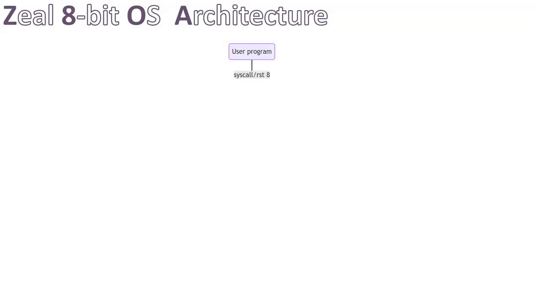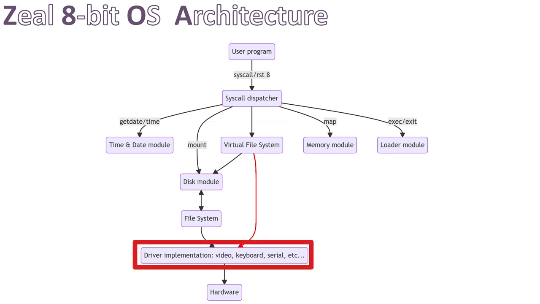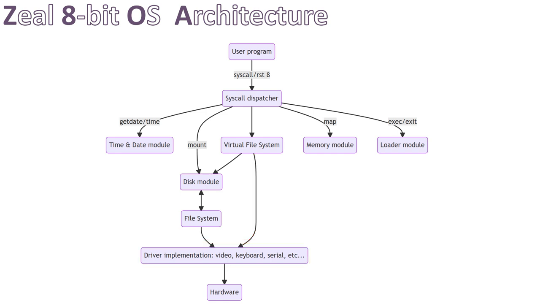Well, there is no magic underneath. When a user program performs a syscall, it will in fact invoke an RST8 instruction, which calls the kernel code. From there, the kernel syscall dispatcher determines which module should be called according to the given syscall number. The most complex and interesting one is the virtual file system, or VFS. If a program tries to communicate with the driver previously opened, the VFS will hand the request directly to the driver. But if the program is trying to access a file or a directory, the disk module and the file system will be invoked. So the VFS performs the translation between an open file, an open directory, or an open driver.